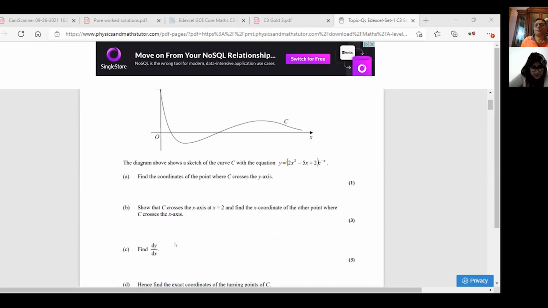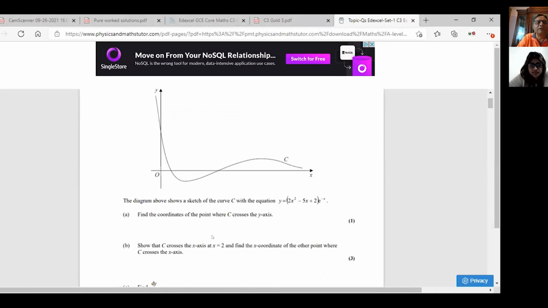So it was this question, part C. Okay, can you please read the question? Let me understand what the question is, and then we'll figure it out. The diagram above shows a sketch of the curve C with the equation y equals 2x squared minus 5x plus 2 times e to the power of minus x. Parts A and B were fairly straightforward. It's finding the coordinates of the point where C crosses the y-axis.